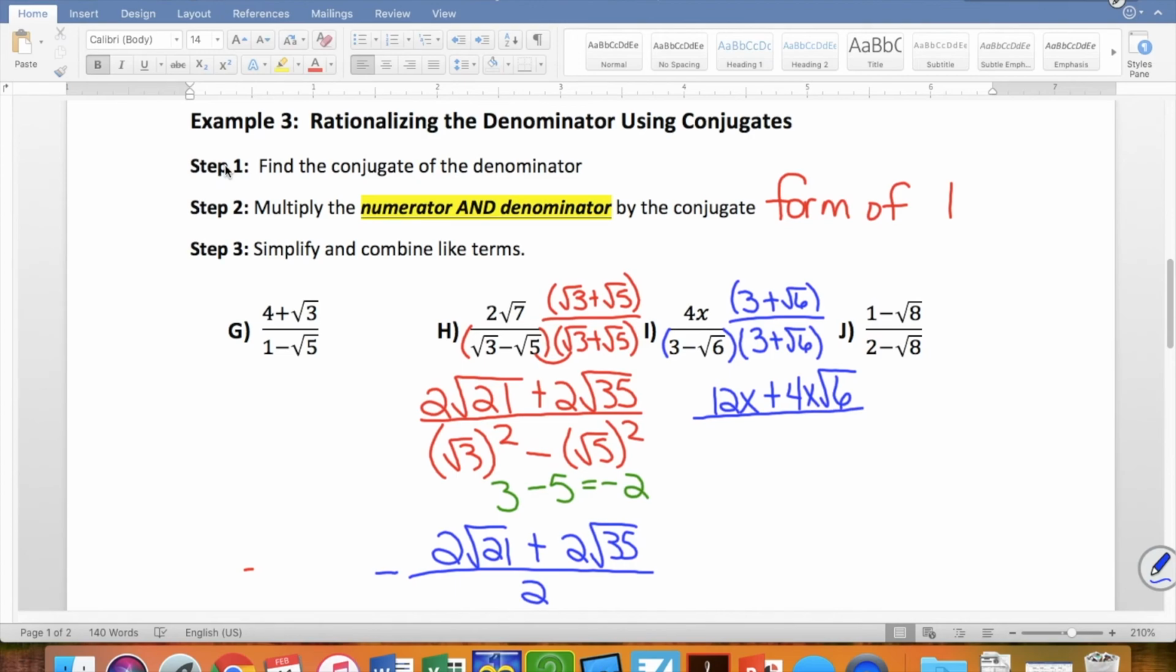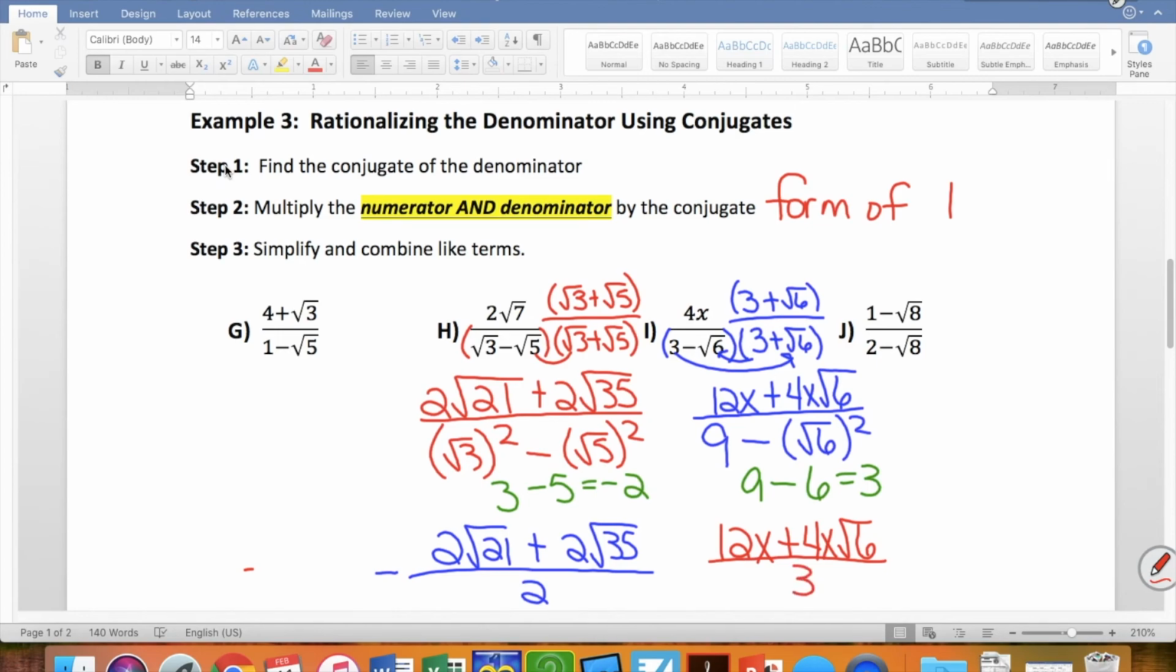All over 3 times 3, let's FOIL it. So the first is 3 times 3, which is 9. And then I have positive 3 square roots of 6 and negative 3 square roots of 6, which are going to add to 0. And then I have minus the square root of 6 squared. That's my last term, which is just going to end up being 9 minus 6 on the bottom, which equals 3. So my final result would be 12x plus 4x square root of 6 all over 3.